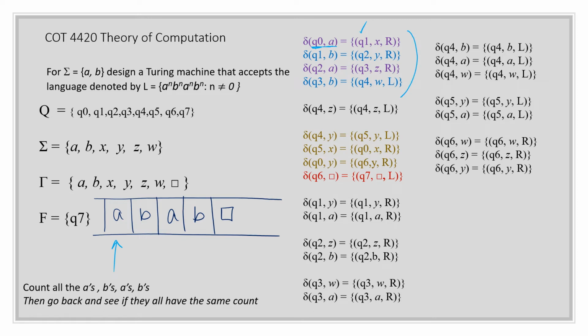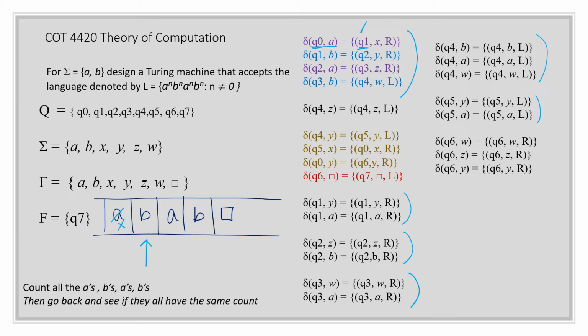But then we have the parts where you have to go past all the Y's and A's, all the Z's and B's, all the W's and A's. And then when you're heading back left, you have to pass by everything on your way back left. So that's just what all of these extra transitions are. So we're going to move to Q1. We're going to change A to an X, and we're going to move right.